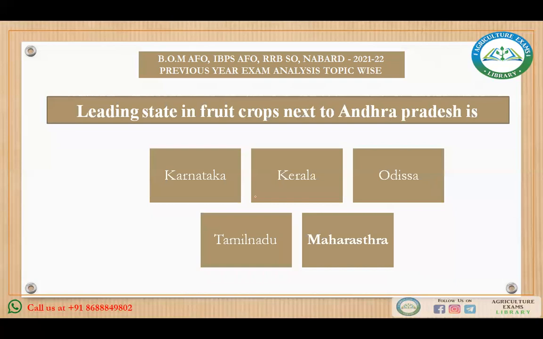Leading state in the fruit crops next to Andhra Pradesh. In various videos, I have given you the production data of the horticulture crops. Okay, Karnataka, Kerala, Odisha, Tamil Nadu, Maharashtra. Of course, the other state which is leading in the production of fruits after Andhra Pradesh, that is Maharashtra. You can check our previous video. Many times I've given these questions.